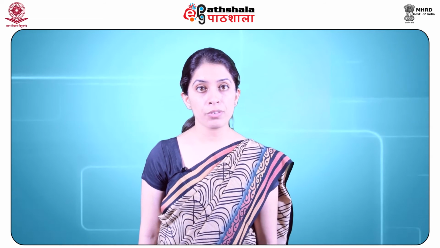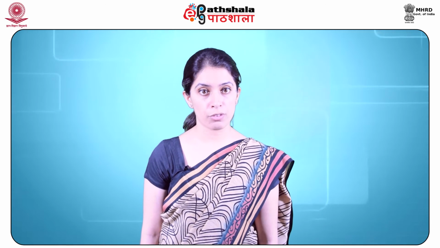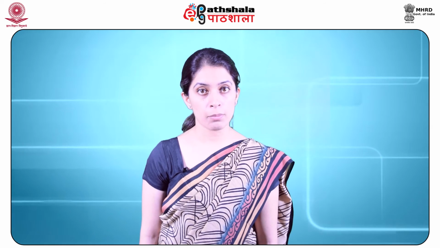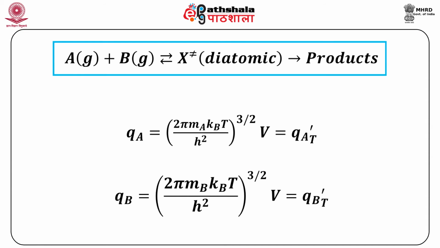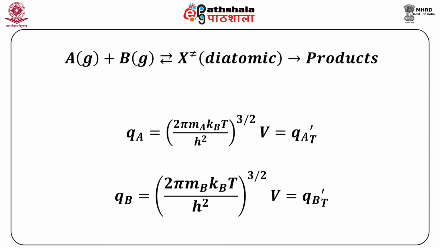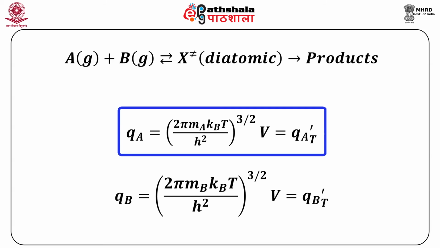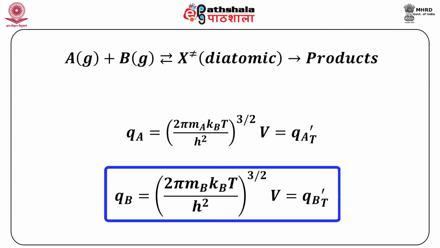Now let us see how different values of partition function result in different values of the rate constant. Let us assume the reaction between A and B, that is, the gaseous atoms A and B, giving a transition state complex which is diatomic, which leads ultimately to product formation. Since we have considered two atoms A and B, QA and QB correspond to translational partition functions. The translational partition function has the form QA equals (2 pi mA kBT upon h square) to the power 3 by 2 into V. Over here we refer to this as QAt', and QB has the form (2 pi mB kBT upon h square) to the power 3 by 2 into V, which is again used in the form QBt'.